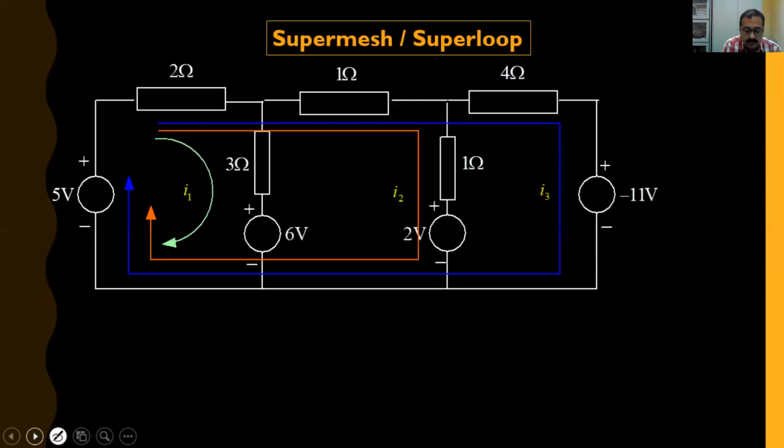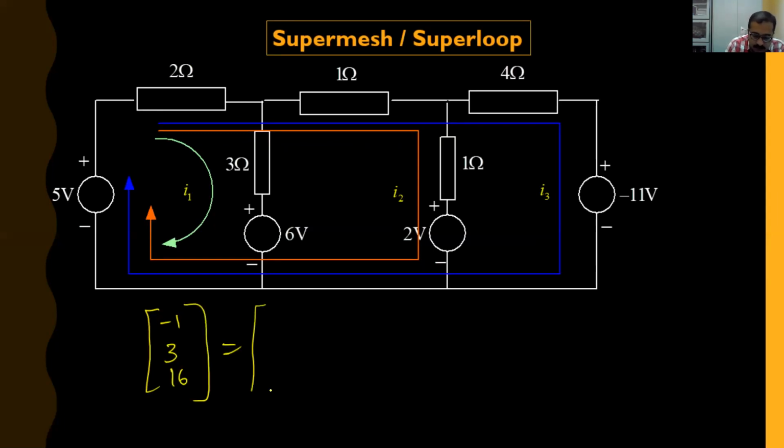And solve for your loop currents I1, I2, and I3. So let us solve for this. What do you get? For this assumed current direction, again 5 minus 6, minus 1, then 5 minus 2, 3, then 11 plus 5, 16 equal to what? What will you get? 2 plus 3, 5, then 2 plus 1, 3, 3 plus 1, 4, then 3 plus 4, 7.